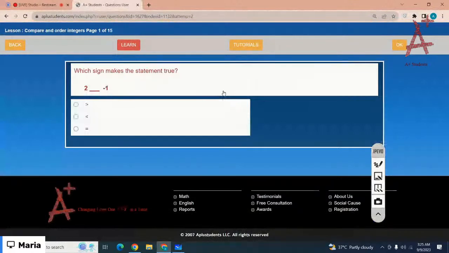Okay, which sign makes the statement true? You have to compare 2 and negative 1. So which is the correct option? 2 is a positive number and 1 is a negative number, right? So obviously a positive number is greater than a negative. So 2 is greater than negative 1.